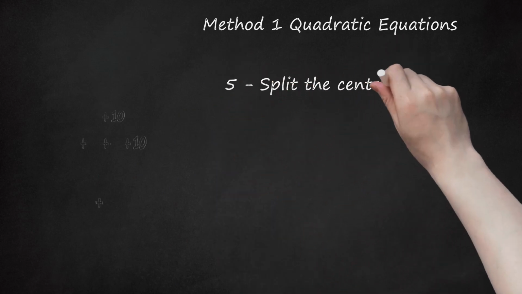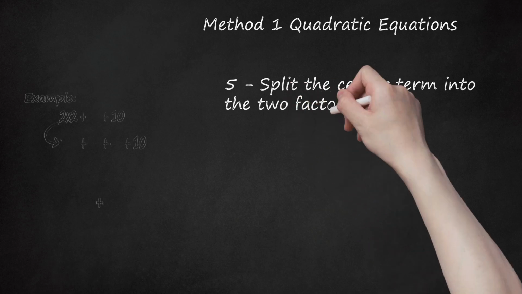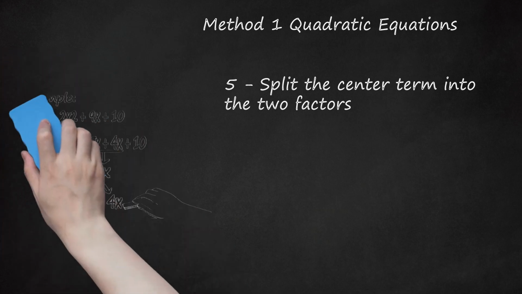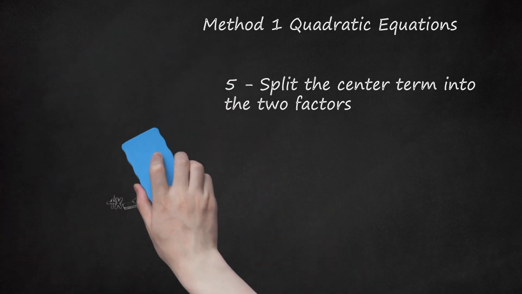5. Split the center term into the two factors. Rewrite the center term, breaking it apart into the factor pair previously identified. Make sure that you include the proper signs, plus or minus. Note that the order of the center terms should not matter for this problem. No matter which order you write the terms in, the end result should be the same. Example, 2x² plus 9x plus 10 is equal to 2x² plus 5x plus 4x plus 10.